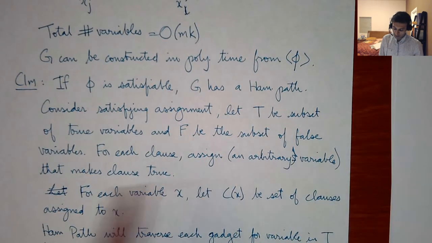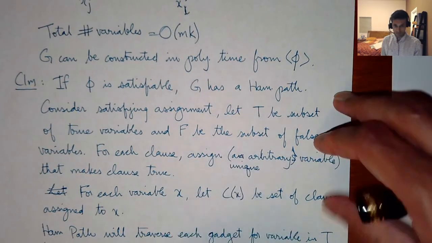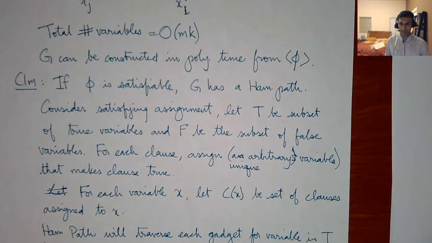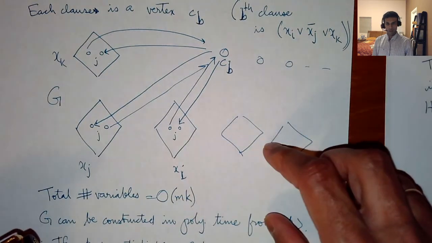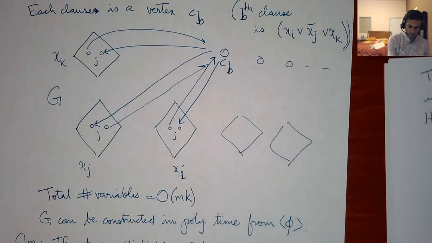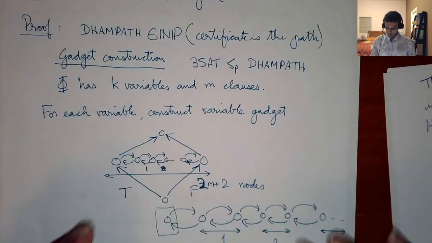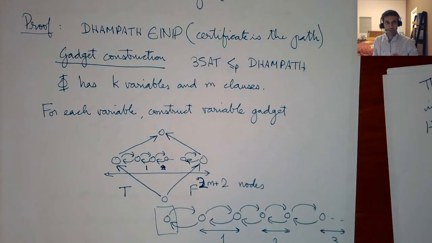Assign an arbitrary variable. I should say a unique arbitrary variable, any of them that makes it true. And this way all the clauses will be visited and all the vertices in here will be visited as well. Because, as was mentioned, what's going to happen in this path is it will keep traversing this and then periodically make detours to visit the clauses. And this ensures that all the vertices are visited.